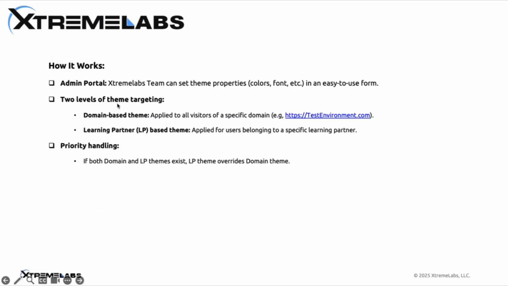There are two levels of theme targeting: domain-based theme and learning partner-based theme. The domain-based theme will be applied to all visitors of a specified domain, and the learning partner-based theme will be applied to users belonging to a specified learning partner. If both domain and learning partner themes exist, the learning partner theme will override the domain theme.